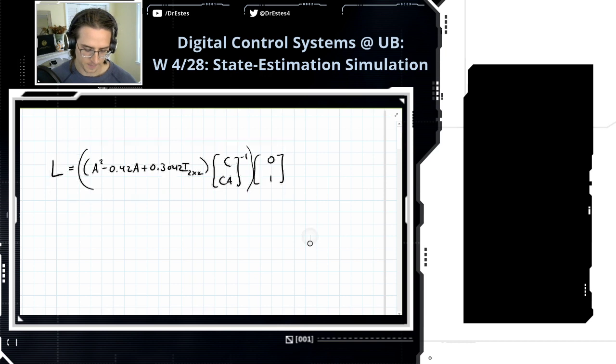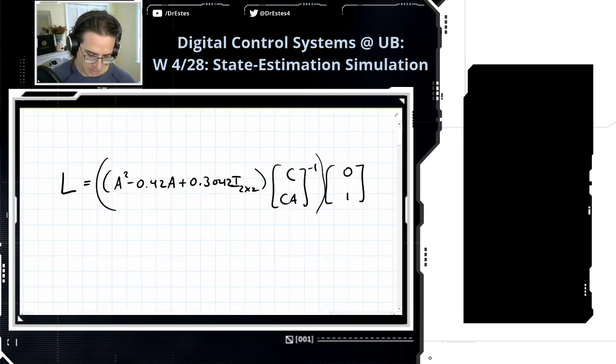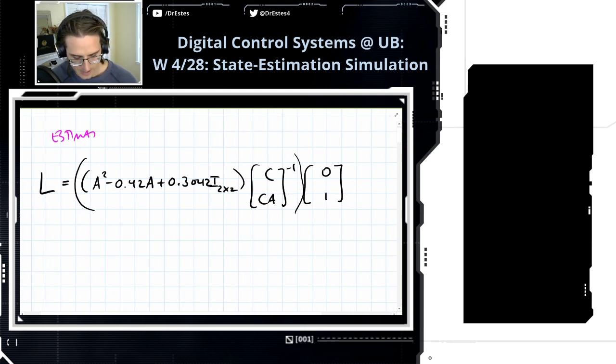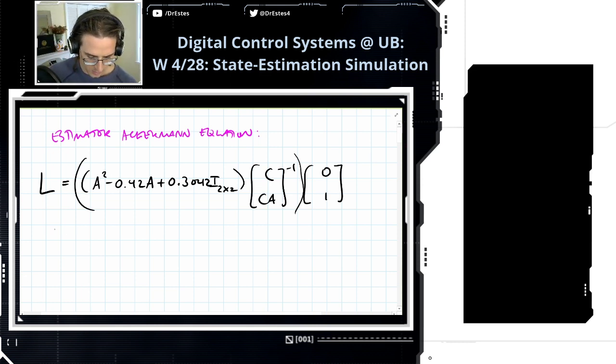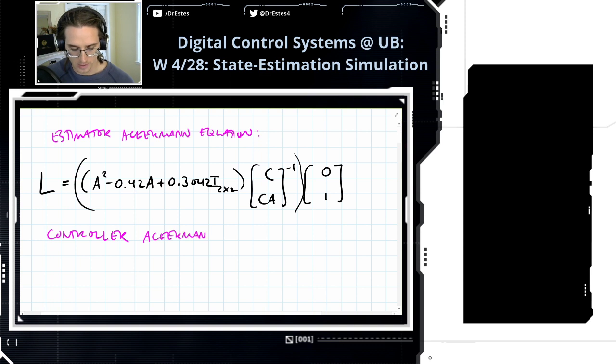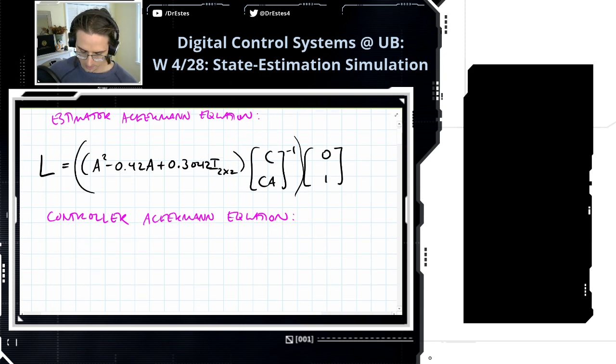So let's paste this in. So this right here, like we said, this is our estimator Ackermann equation. But I want to pull up the Ackermann equation for the controller really quick. So let's walk back down memory lane. The controller Ackermann equation for this same system, it looked something like this. Actually, I'll go back to using black.